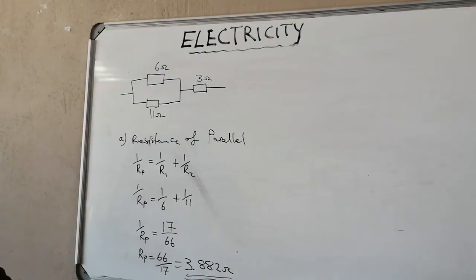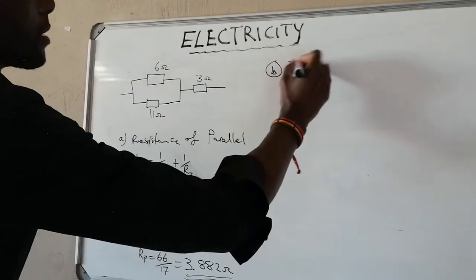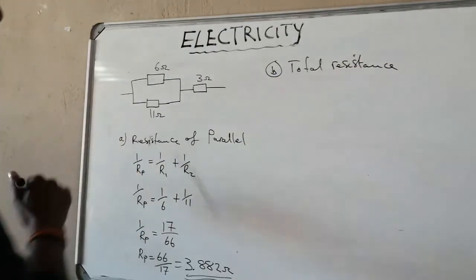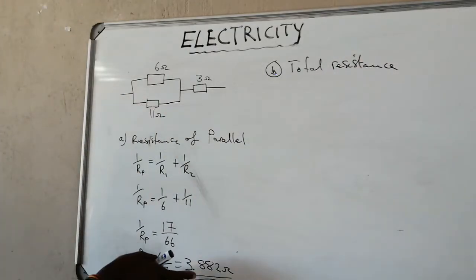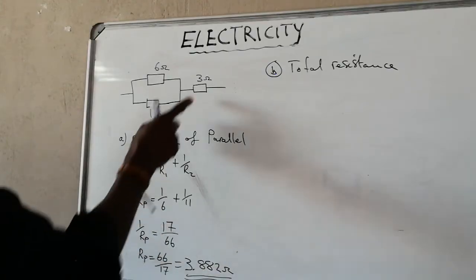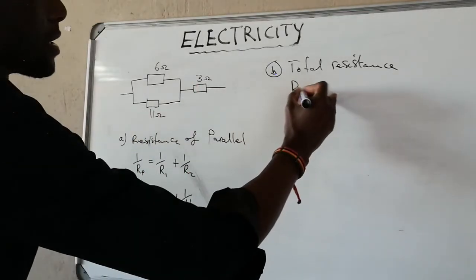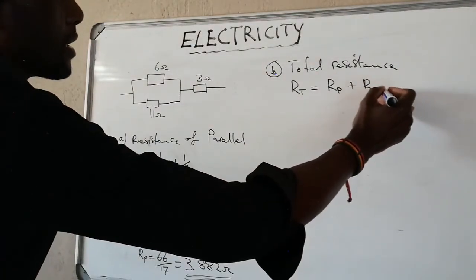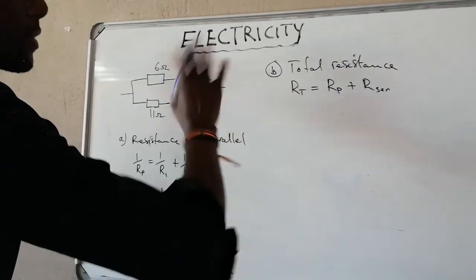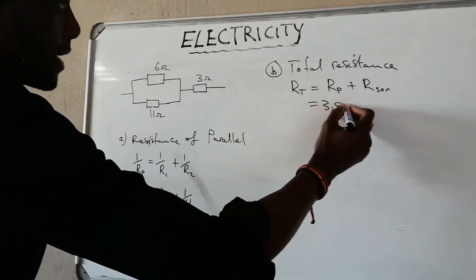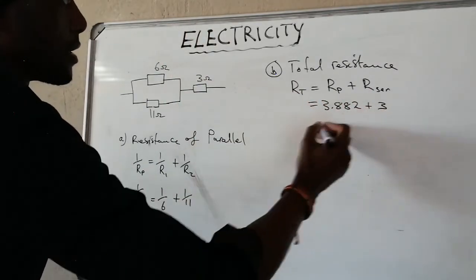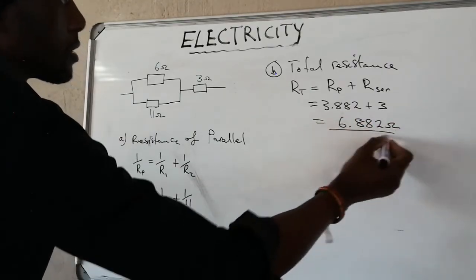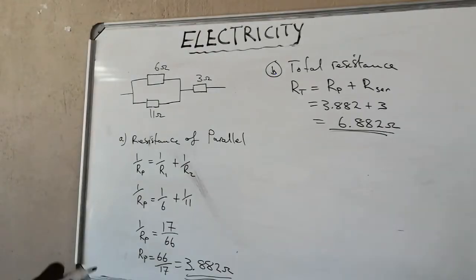Then the next question says the total resistance. So our total resistance is now a combination. These two combined gives us 3.882 plus this one. So our total resistance will just be the parallel resistance plus our series resistance there, the 3 ohms. So we'll say 3.882 plus 3 gives us 6.882 ohms. That is our total resistance. They give us all the marks for that.